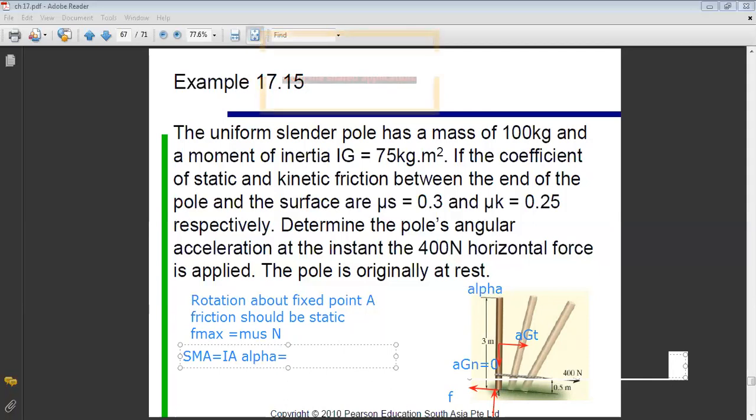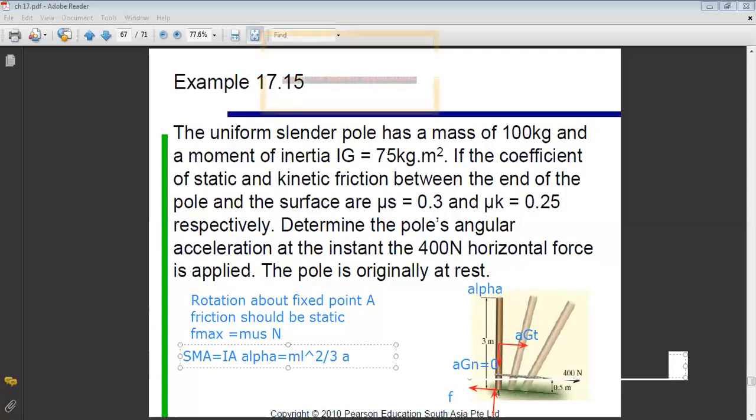It is ml squared over 12, about the center G. But about the extremity, what can I apply? Parallel axis theory. So it will be plus ml over 2 squared, which will give me ml squared over 3 as the final result. You don't have to remember this because you can have the formula sheet with you in the exam.